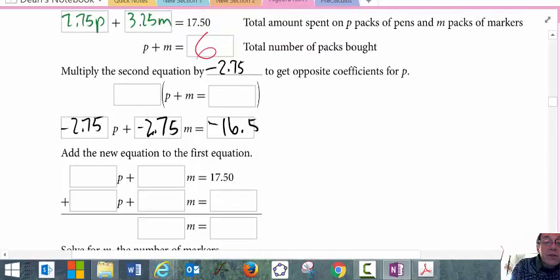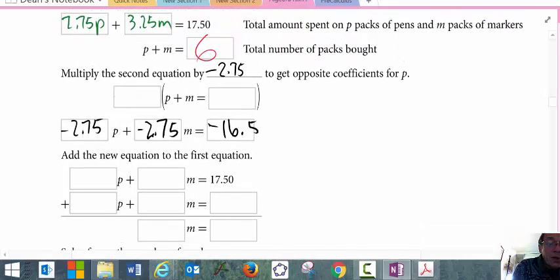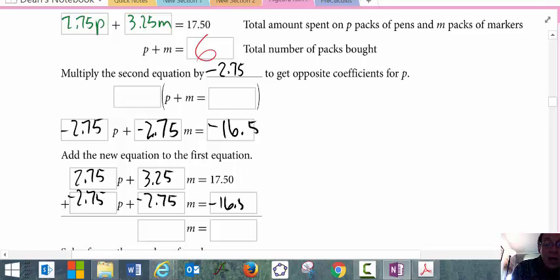And so now we're going to take that first equation that we got, which is 2.75P plus 3.25M equals 17.50, and we're going to subtract negative 2.75P, negative 2.75M, and negative 16.5. Well, I can subtract that easy. That's $1. And then that eliminates P, and we've got 3 1/4 minus 2 3/4, which is going to give us 50 cents. So it's 0.5M is equal to $1.